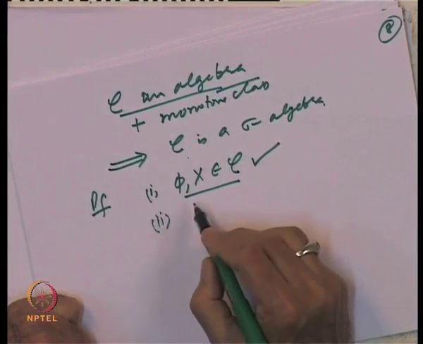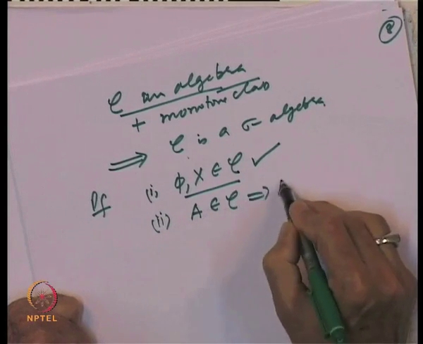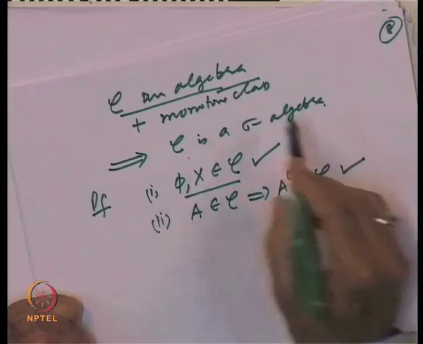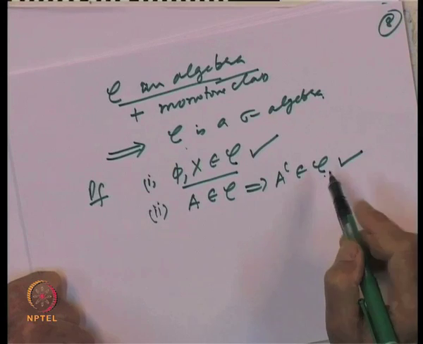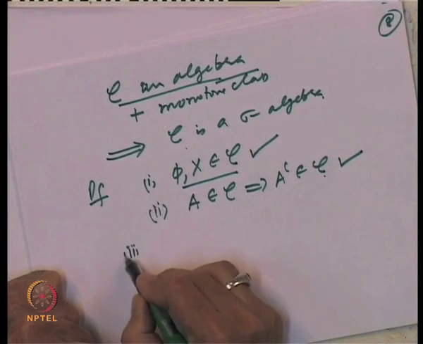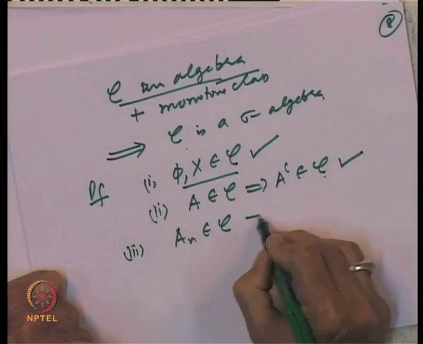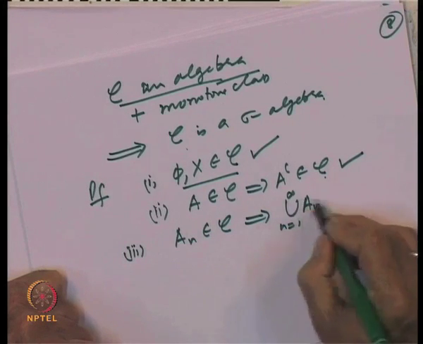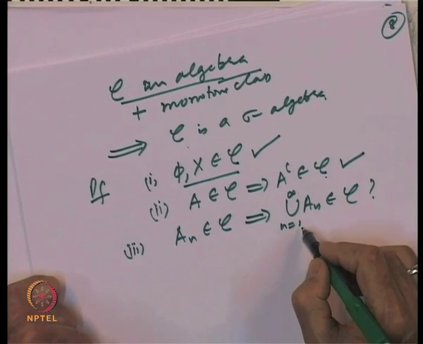Second, we should show that if a set A belongs to C, then A complement belongs to C, and that is again obvious because the collection C is an algebra. So, these two properties are true. The third property is the only property to be checked: that if A n belong to C, then it should imply the union of A n's, n equal to 1 to infinity, also belongs to C. So, C is closed under countable unions, that is what we have to prove.